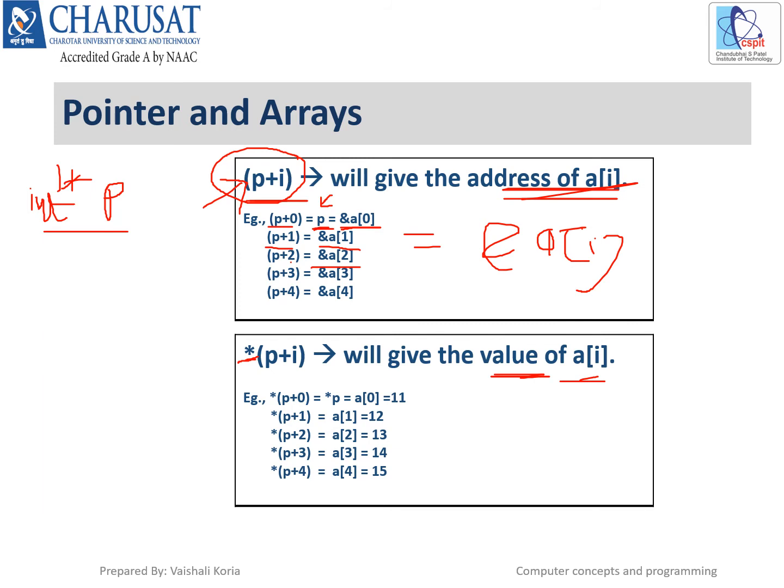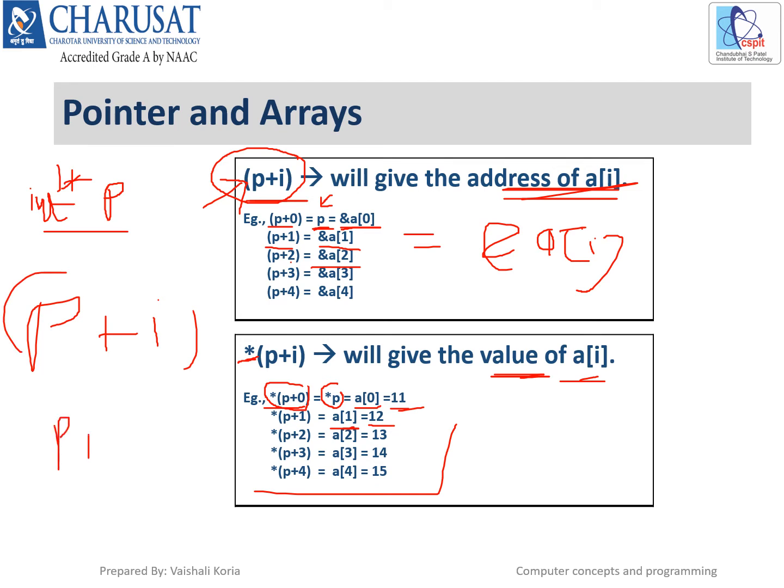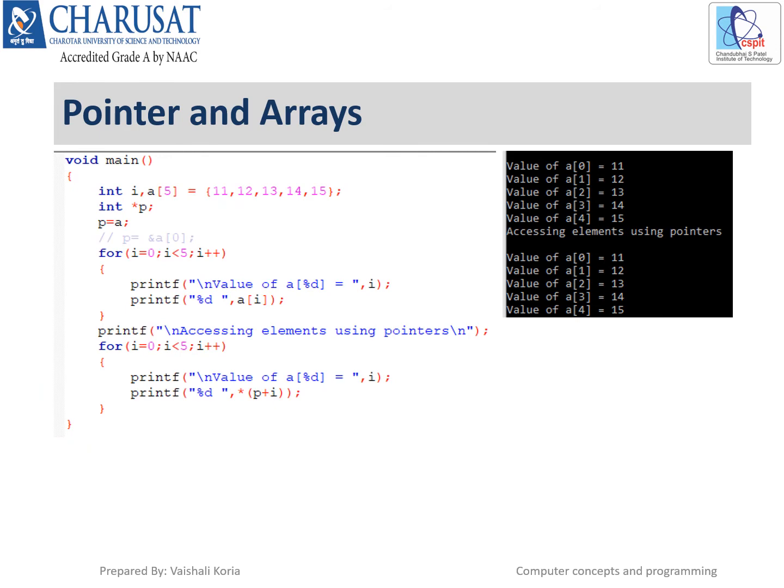So when you are writing *(p + 0), that means you are trying to access the value of the first element of the array, so that will be 11. So *p or *(p + 0) will give you the value of the first element. When you are writing *(p + 1), it will give you the value of a[1], that is 12. So remember this: p + i will give you the address of a[i], and p + i with the indirection or dereferencing operator will give you the value of a[i].